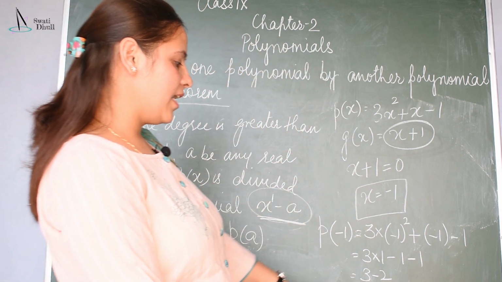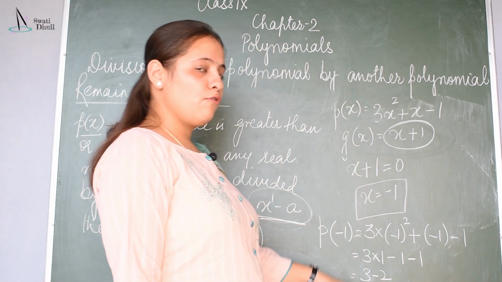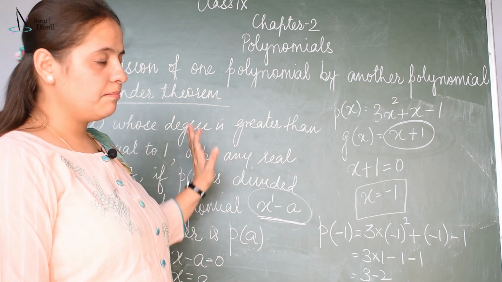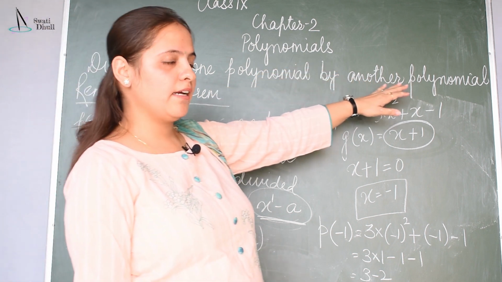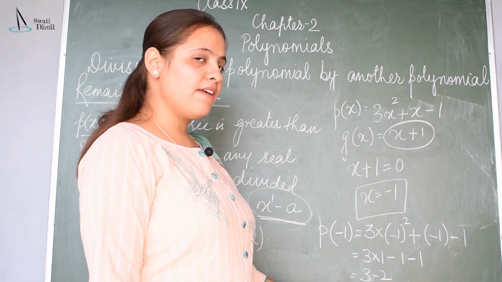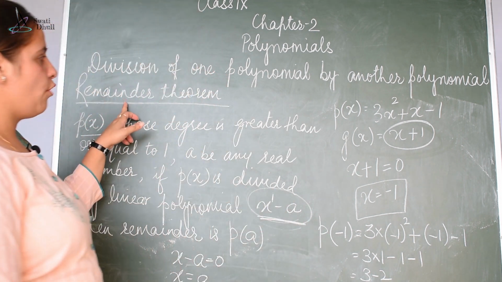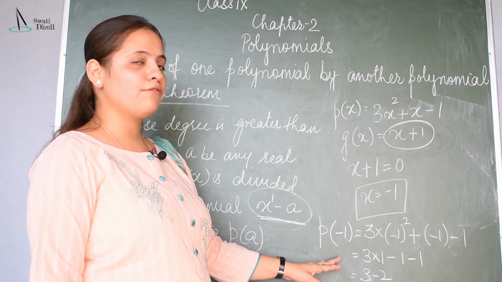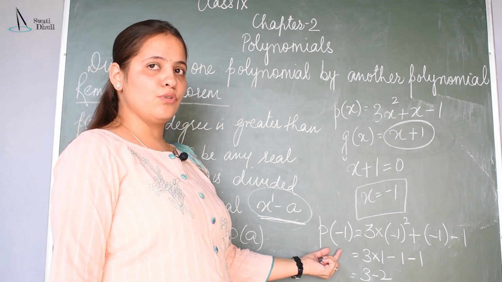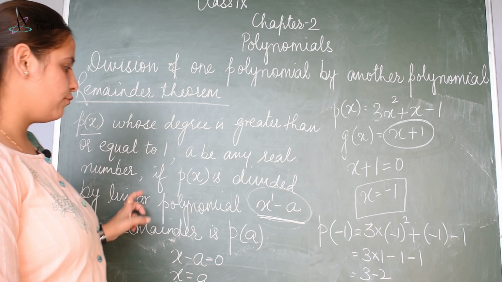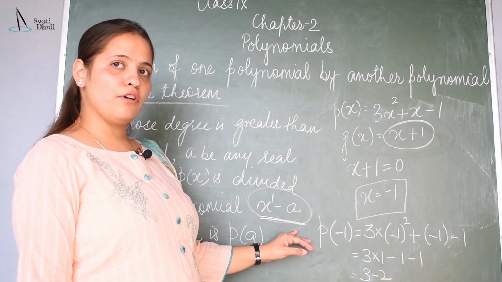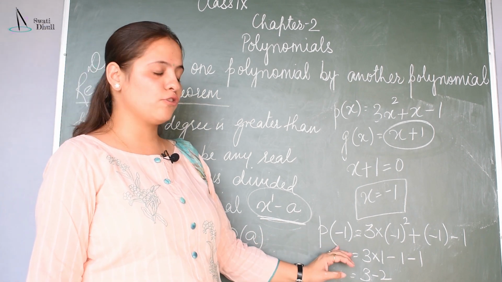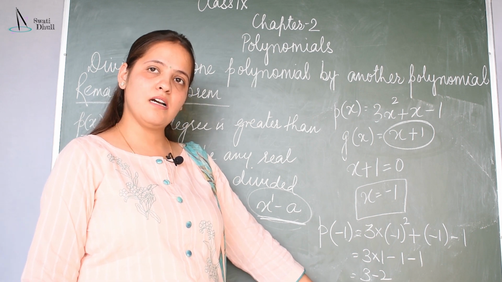So the same value I am getting as when I was doing the long division method, dividing one polynomial by another polynomial, and the same value I am getting when I follow the remainder theorem. So this is how we can use the remainder theorem. What you have to do is find the 0 of the linear polynomial and then substitute the value and get the answer.